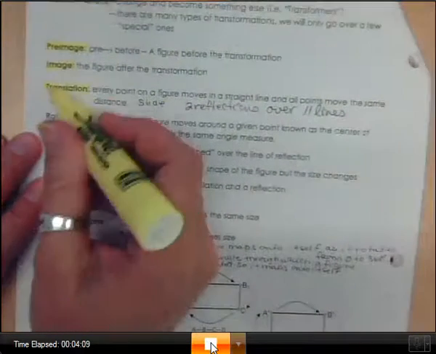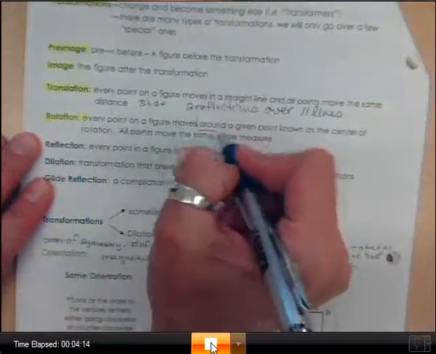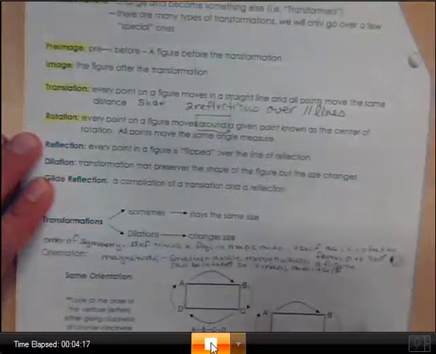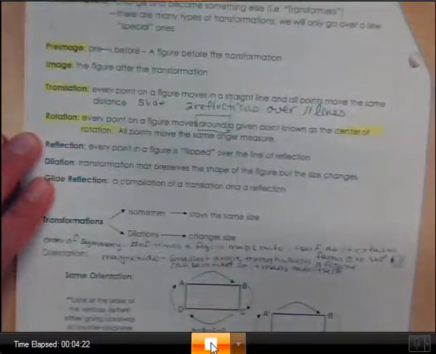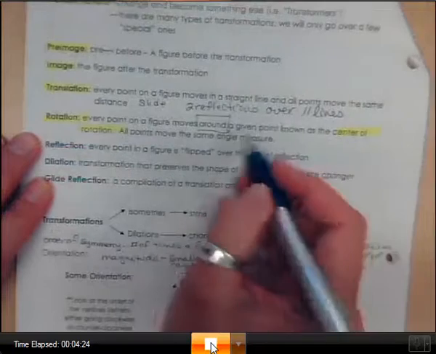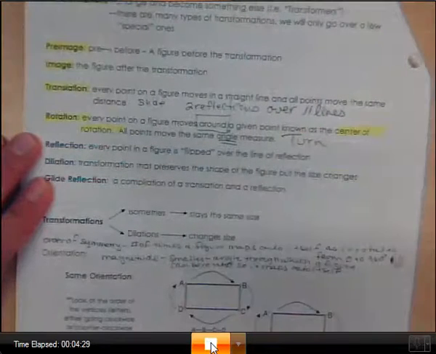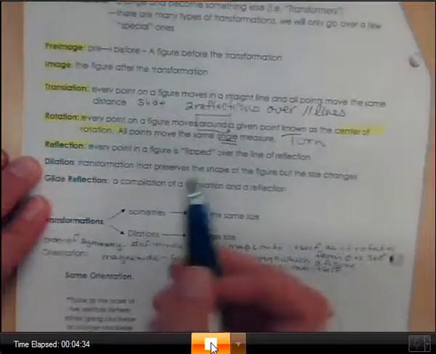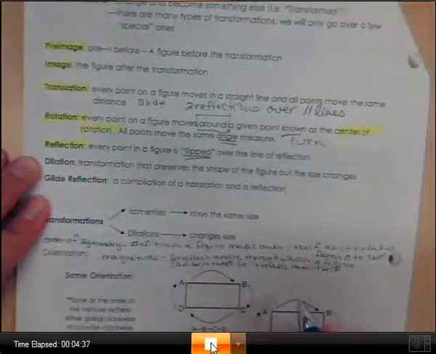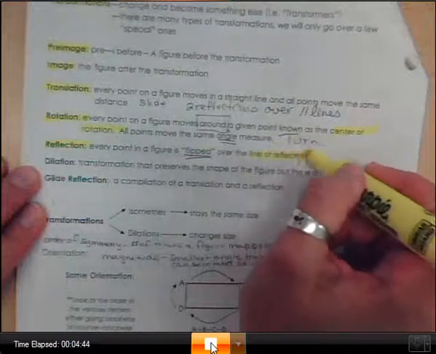A rotation is when you take every point and it moves around a given point, known as the center of rotation. So there's another vocab word. All points move the same angle measure. And this would be a turn. A reflection, every point is flipped over a line of reflection. So a line of reflection would be another one you need to know.